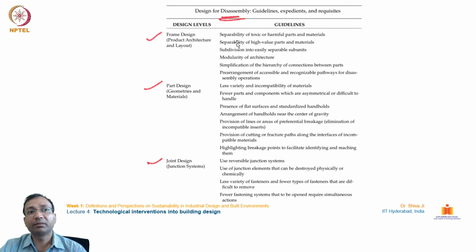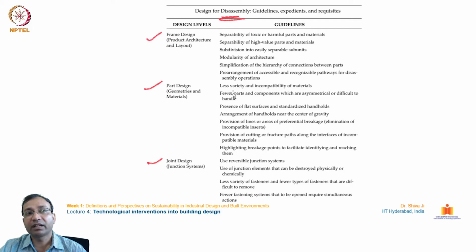For example, separability of toxic or harmful parts and materials, which we just spoke about in the previous slide. Separability of high value parts and materials, subdivision into easily separable subunits, modularity of architecture, simplification of the hierarchy of connections between parts, and pre-arrangement of accessible and recognizable pathways for disassembly operations.